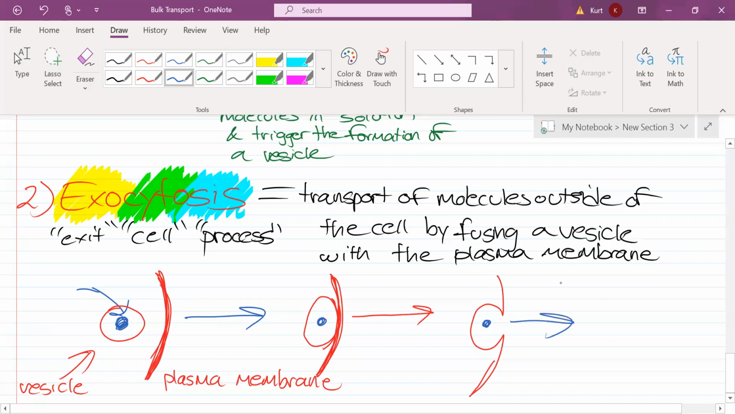Okay, and then finally, the protein or the molecule, whatever it is, is expelled from the cell.